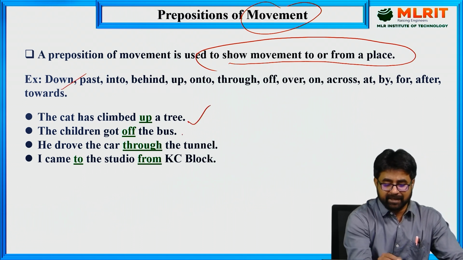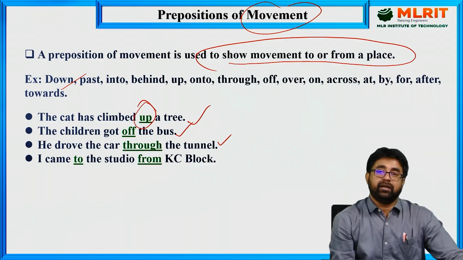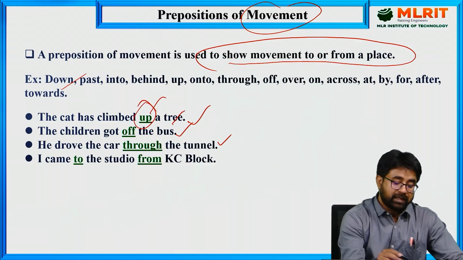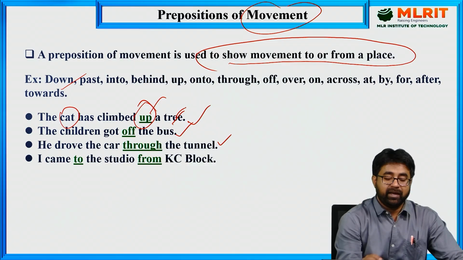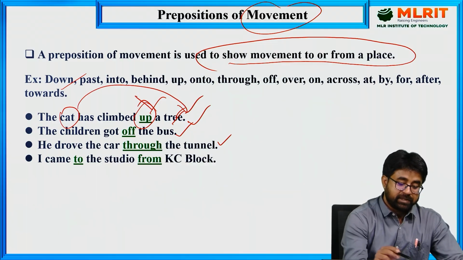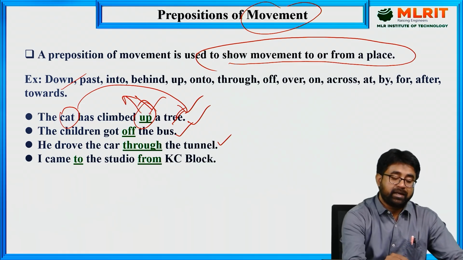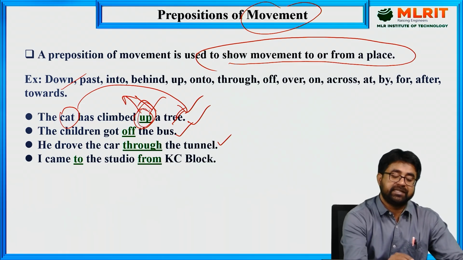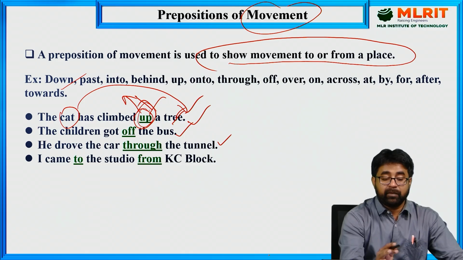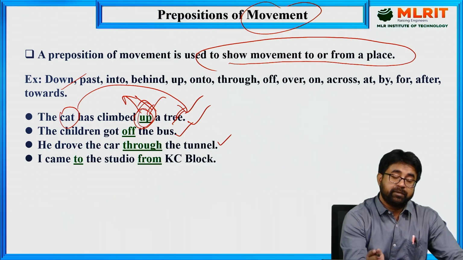See the example sentences directly. The cat has climbed up the tree. Now you can see up. The cat and tree are related through this preposition, right? The connection is actually established through this preposition. Now what kind of relationship is this preposition establishing here? It's a kind of movement, right? The relationship is in terms of movement.